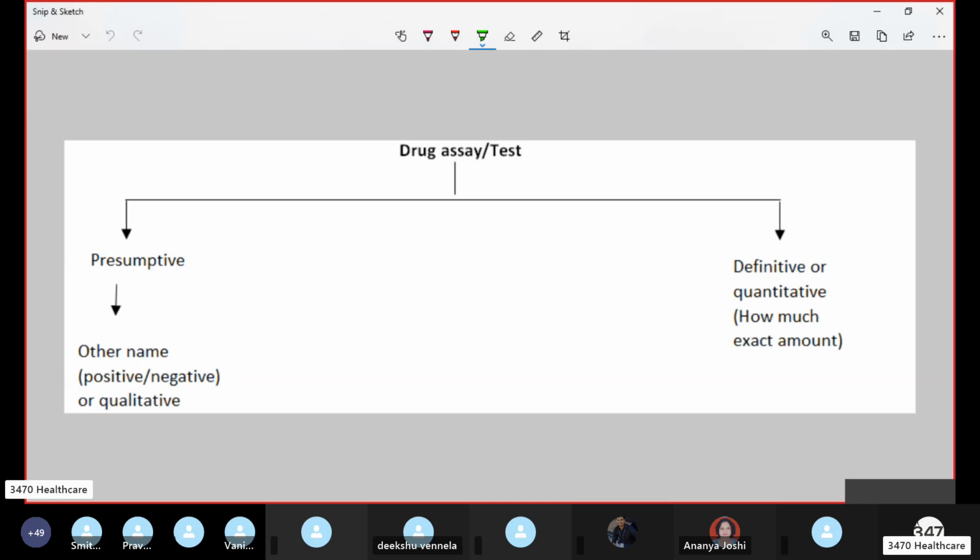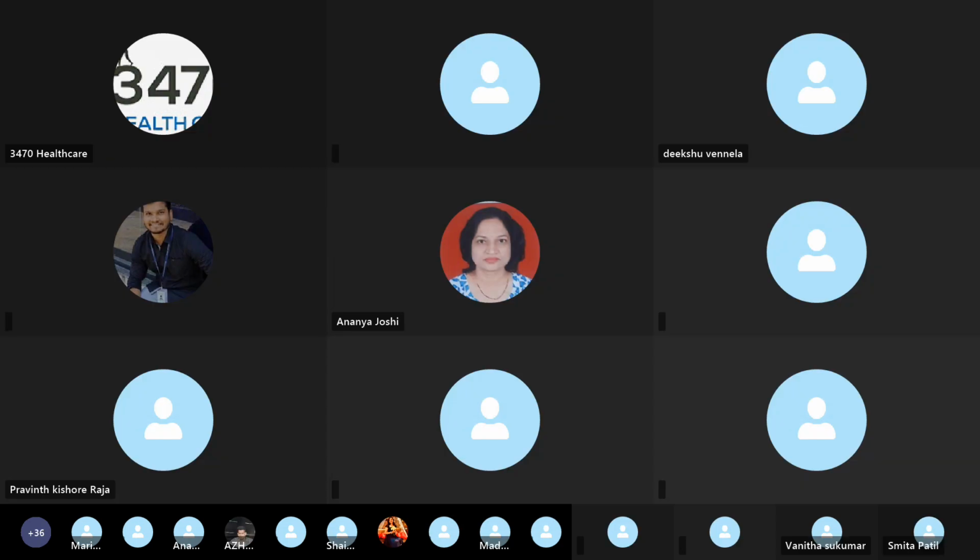Okay, confirmed, you consumed the alcohol. Then how much exact blood alcohol level? That is the definitive. So finding the presence is presumptive. How much exact volume level is for definitive. So you need to know presumptive and definitive.